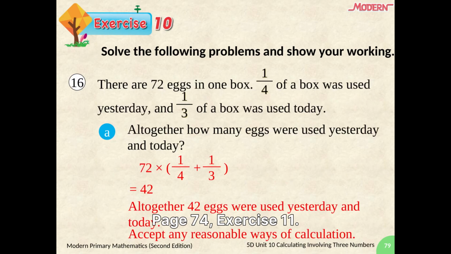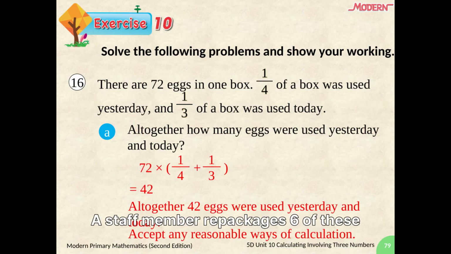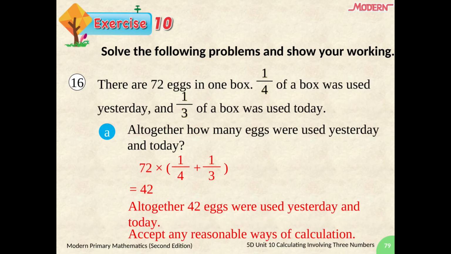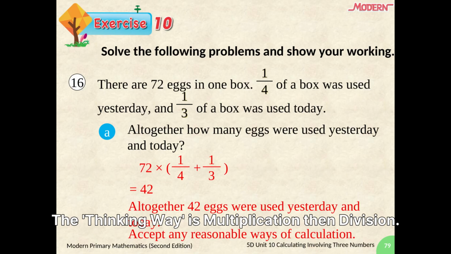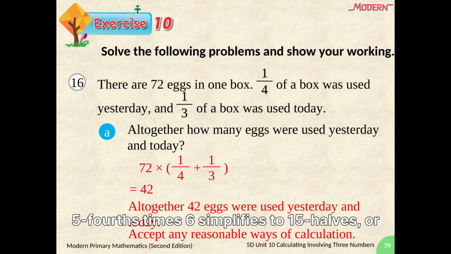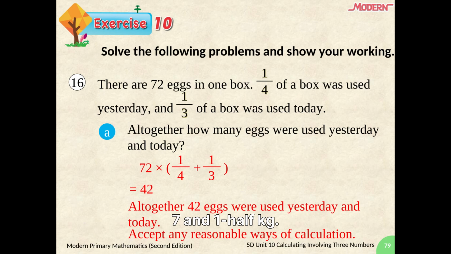Page 74, exercise 11. Each bag of sugar weighs 1 1/4 kilograms. A staff member repackages 6 of these bags into smaller packs of 3/8 kilogram each. How many packs? The thinking way is multiplication then division. First, find the total sugar. 1 1/4 times 6. 5/4 times 6 simplifies to 15/2, or 7 1/2 kilograms.